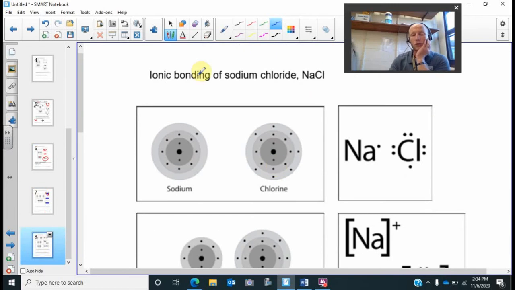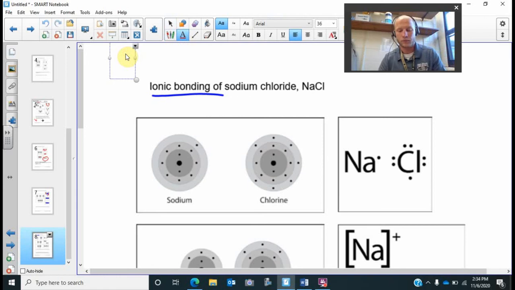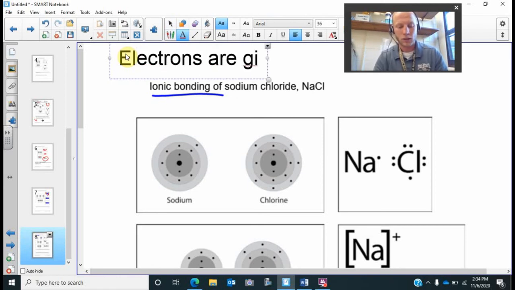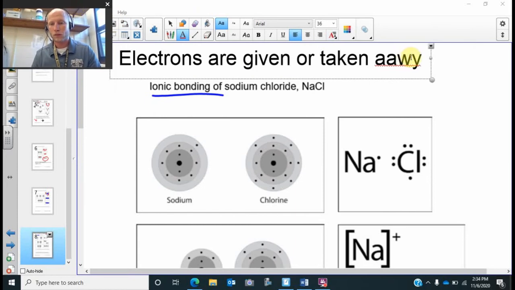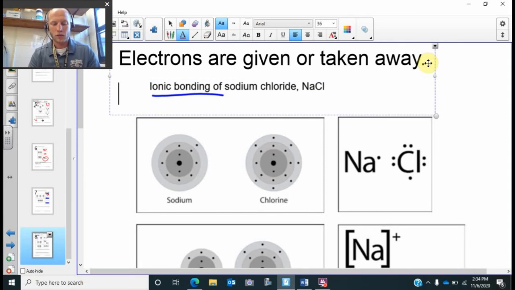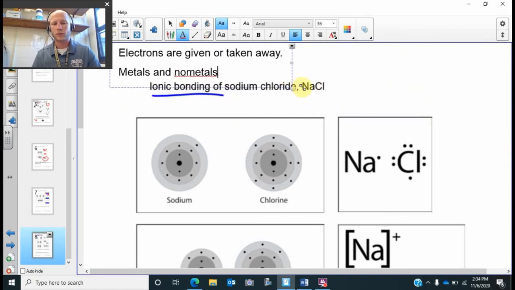All right, let's look at this guy. This guy's slightly different. So we have an ionic bond. An ionic bond, electrons are given or taken away. Okay, and then this happens between metals and non-metals, and that's because we need the charges, right?